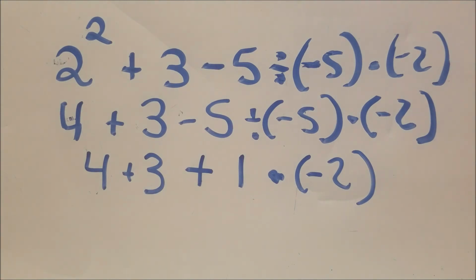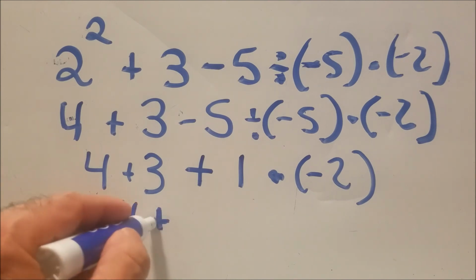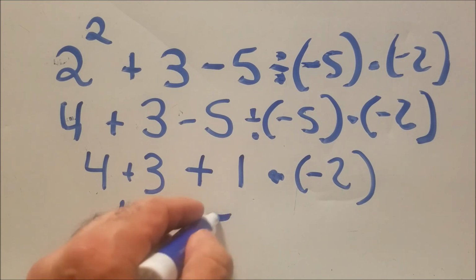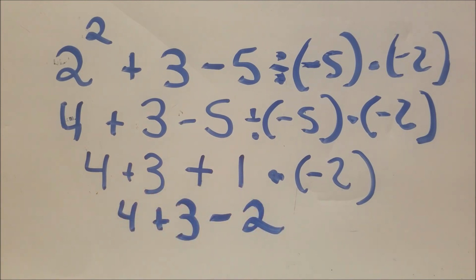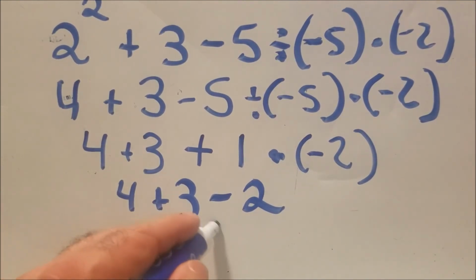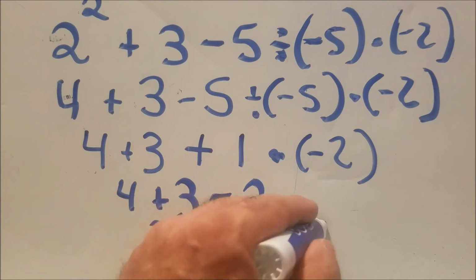What's the next operation? Right here. So we'll bring down the 4 plus 3. 1 times negative 2 is negative 2. 4 plus 3 is 7. Bring that down a little. And 7 minus 2, we get our final answer is 5.